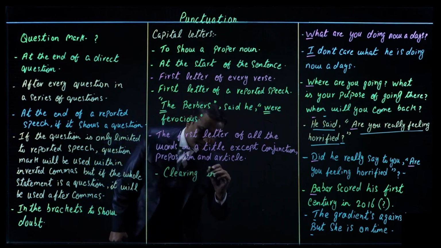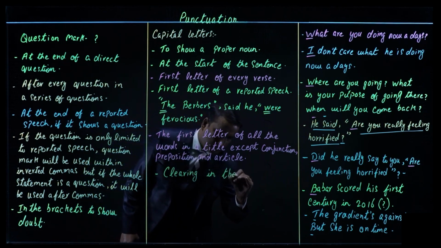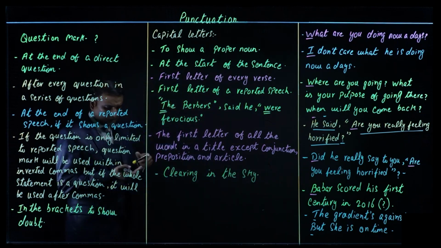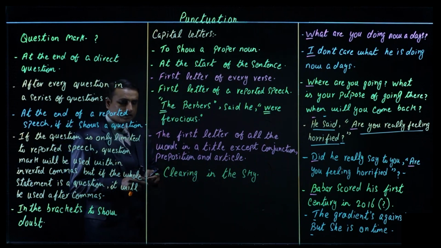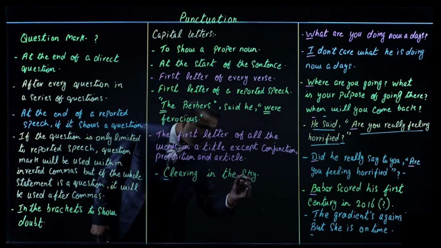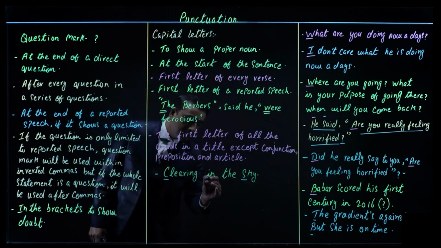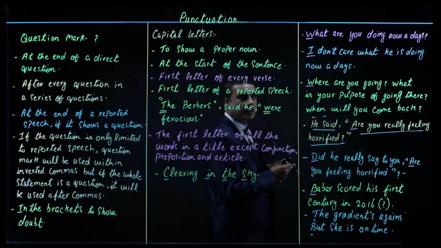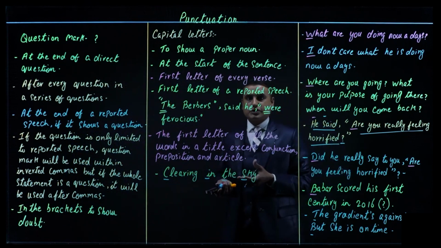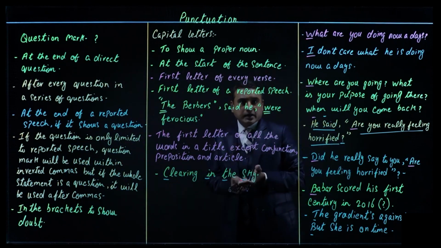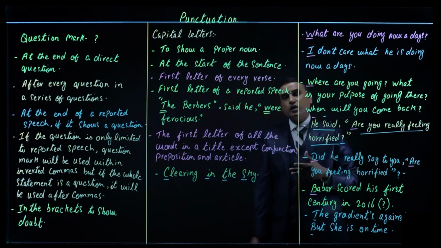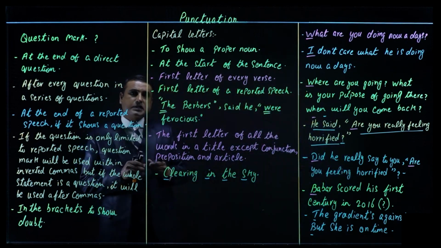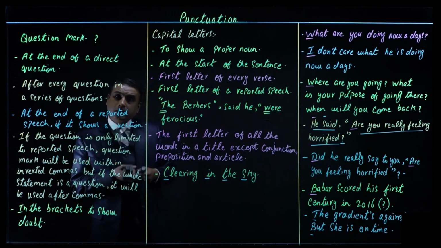Clearing in the sky. Here you can see C capital and S is also capital, but I and T, they are not capital because they express conjunction and preposition. They express article and preposition. So इन तीन के अलावा बाकी जितने भी words होंगे उन सब के first letter क्या होंगे? They will be capital letters.